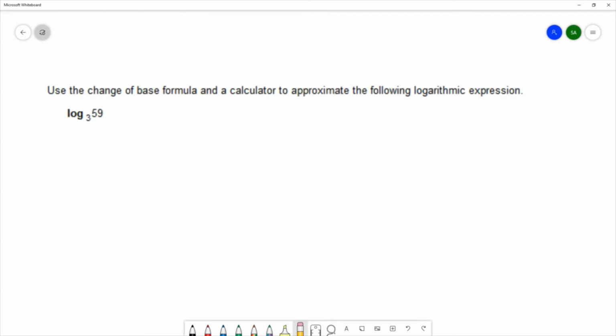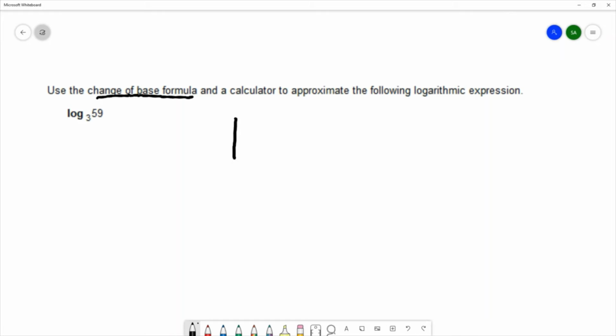On this question, we want to use the change of base formula and a calculator to approximate the following logarithmic expression: log base 3 of 59. So first of all, we want to know what the change of base formula is. The change of base formula is a formula that allows us to change from any base to any base. And the formula looks like this.